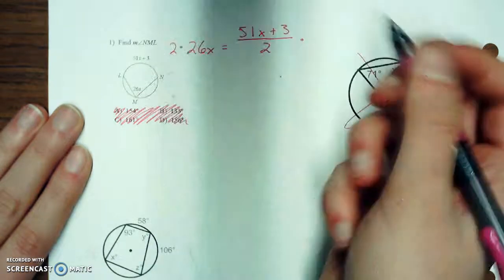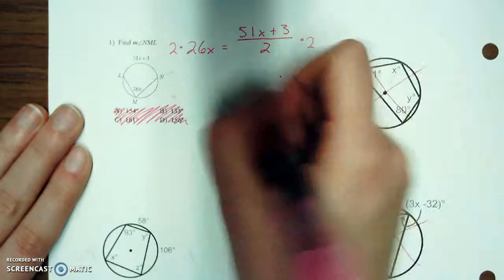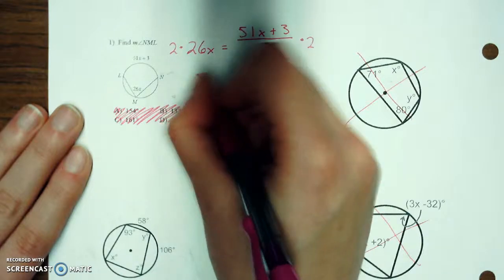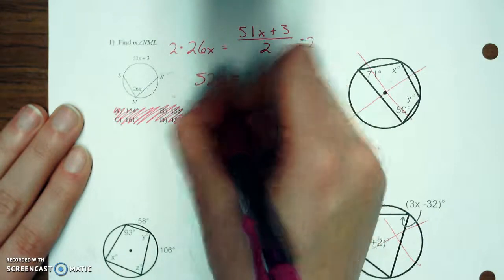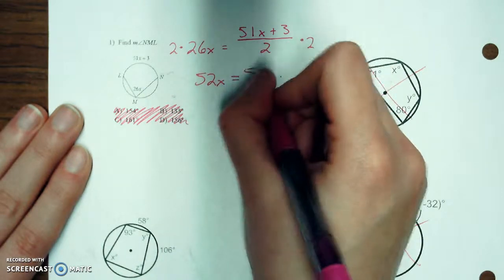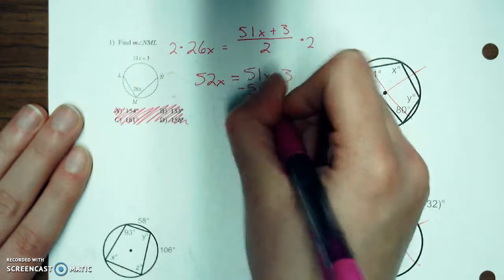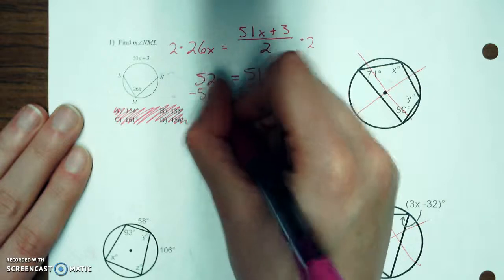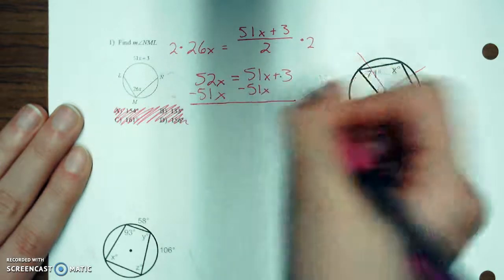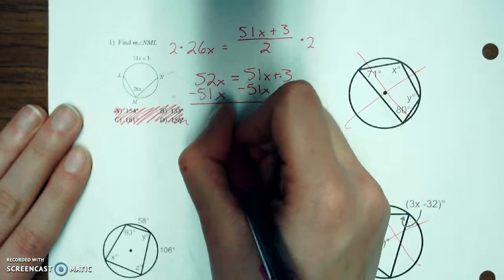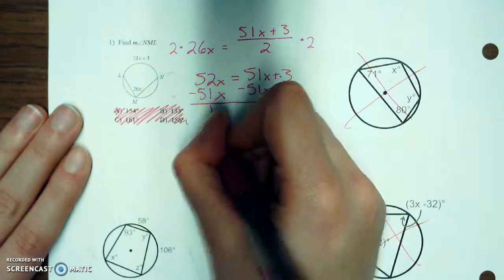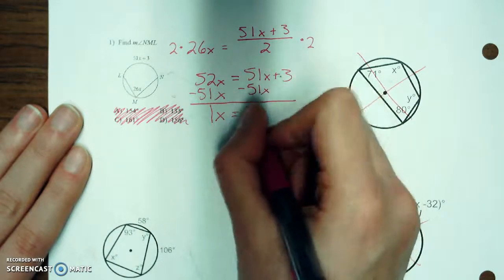You can solve this a couple different ways, but I don't like working with fractions, so I'm going to turn this into 52x is equal to 51x plus 3, which ends up being a very nice problem to solve. Here I'm going to subtract 51x from both sides, just so that I can get my x's together, and I end up with 1x, or just x, is equal to 3.